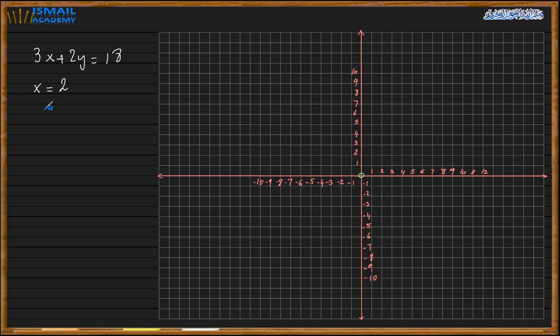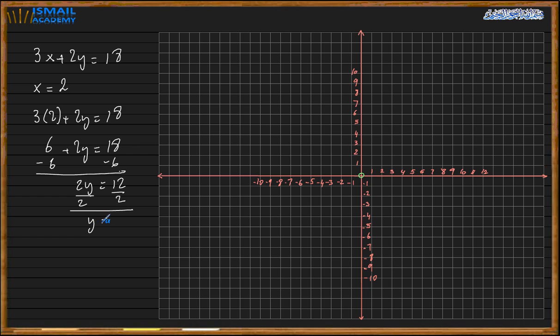I need to get the y, so 3 times 2 plus 2y equals 18. So I get 6 plus 2y equals 18. Minus 6 both sides, I get 2y equals 12, divided by 2. So I get y equals 6. So my point here for x equals 2 is (2, 6).